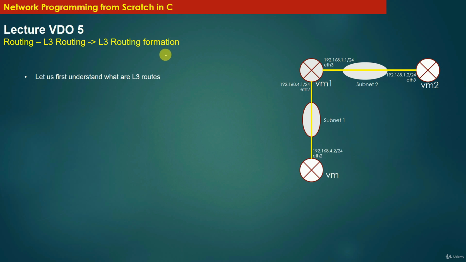So guys, going forward, now in this slide let us try to understand what the semantics of layer 3 routing information is. That is, what information is actually called layer 3 routing information. How does layer 3 routing information look like? So now let us first understand what L3 routes are. L3 routes are nothing but layer 3 routing information.